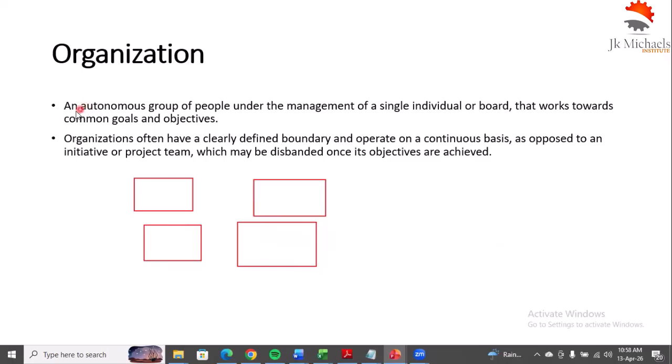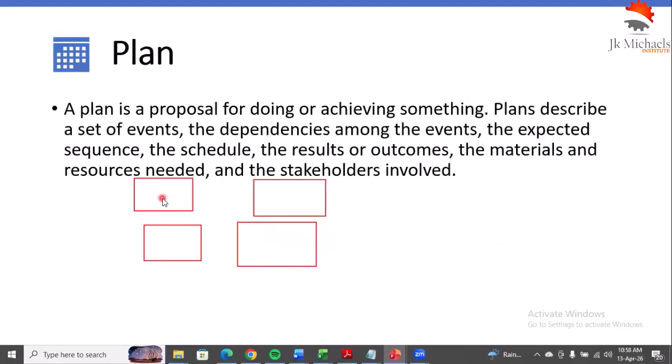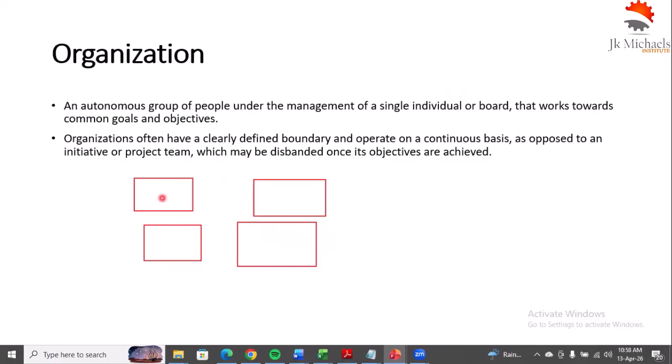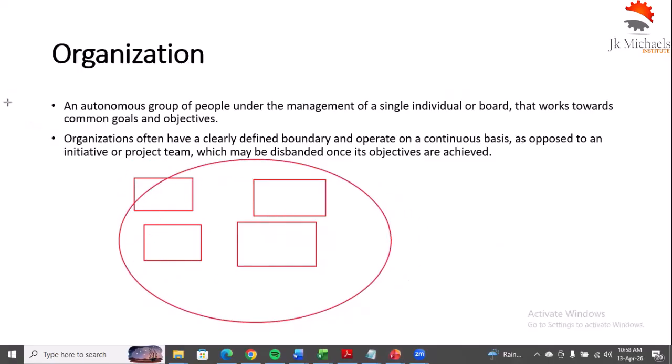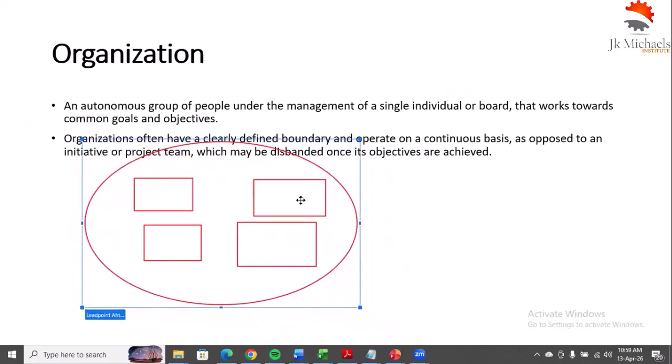So the definition of an organization is an autonomous group of people under the management of a single individual or a board that works towards a common goal and objective. So each of these boxes here will represent organizations, but how they work together would represent the enterprise. So how they work together to be able to achieve the business analysis goal is what will make them function in an enterprise structure.